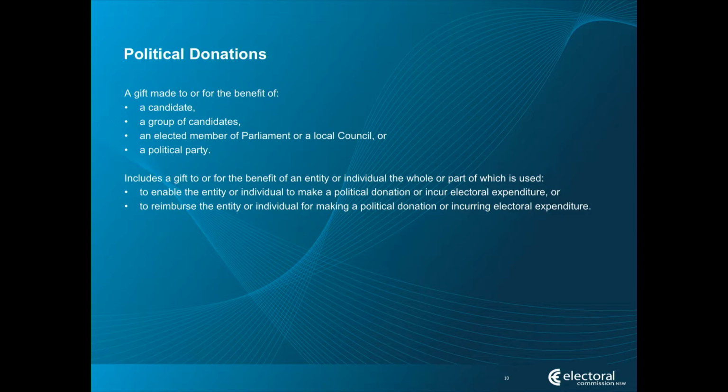Political donations. A political donation is a gift made to or for the benefit of a candidate, a group of candidates, an elected member of Parliament or a local council, or a political party. A political donation also includes a gift to or for the benefit of an entity or individual, the whole or part of which is used to enable the entity or individual to make a political donation or incur electoral expenditure, or to reimburse the entity or individual for making a political donation or incurring electoral expenditure.